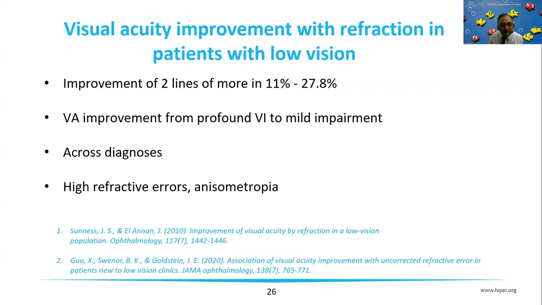There is literature which suggests that an improvement of 2 lines or more, which is significant because 1 line difference is considered test-retest variability, is observed in 11 to 27% of these low vision patients who were referred for assessment. So there is improvement from profound to mild impairment in some cases, and it happens across diagnoses. It is not specific to corneal conditions or retinal conditions. At times high refractive errors are missed, or anisometropia may be found which has not been corrected, and correcting those with appropriate methods may improve the person's functioning. So that should be the first approach when you're doing the low vision assessment.